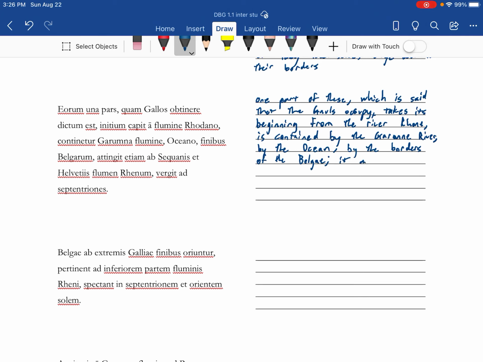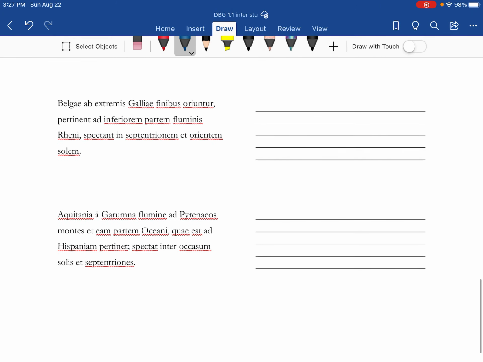Attingit, it also borders the Rhine River from the Sequani and the Helvetii. It turns to the north. Whew. All right, 2 more little sections. We got this.